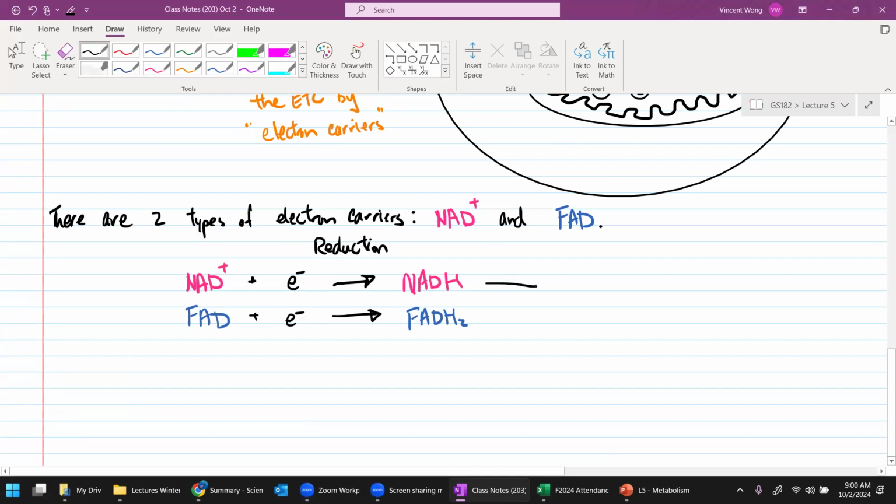Now the reaction can happen in the other way. The NADH and the FADH2 can turn back into NAD plus. They can turn back into FAD and let the electron get off. And when that happens, this is oxidation. This is oxidation.